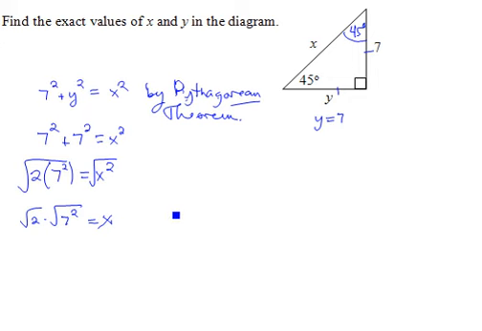I have not used plus or minus values here because everything should be positive since we're dealing with distances, so I don't have plus or minus square roots, I just have positive or principal square roots. And from this we can see that the square root of 7 squared is just 7, and my answer in exact form is 7 times the square root of 2, and that equals the distance x for the hypotenuse of that right triangle.